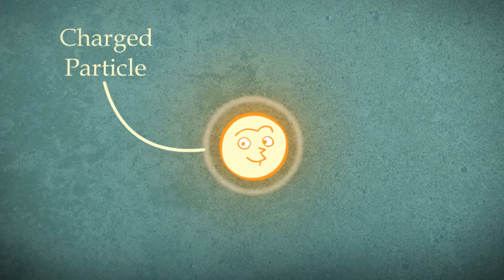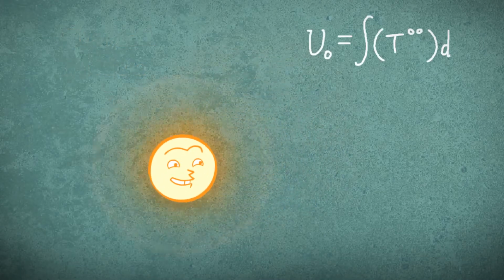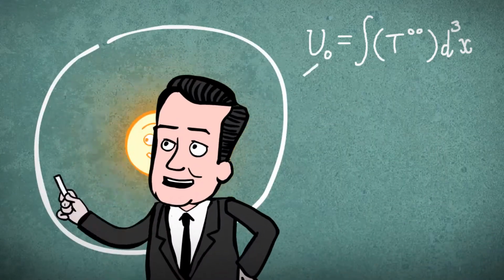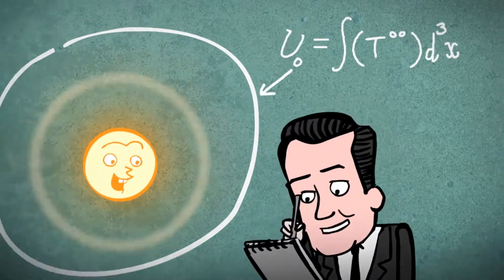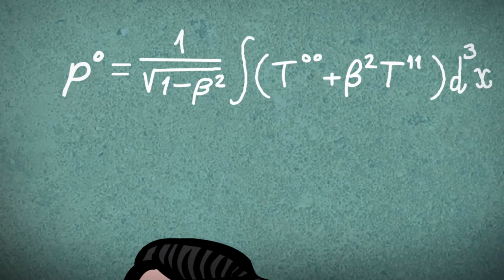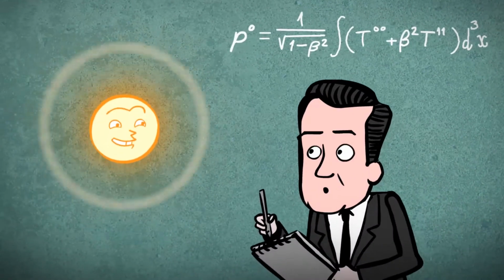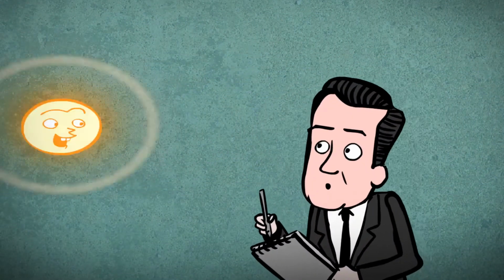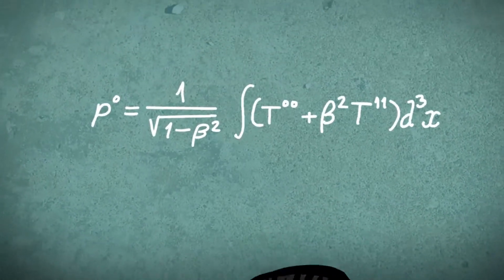When calculating a charged particle's energy and momentum using Minkowski's energy-momentum tensor, the entire energy of the electric field is the sum over the volume surrounding the particle. As long as the particle is not moving, there will be no problem. But a paradox arises when trying to calculate the energy and momentum of a moving charged particle.